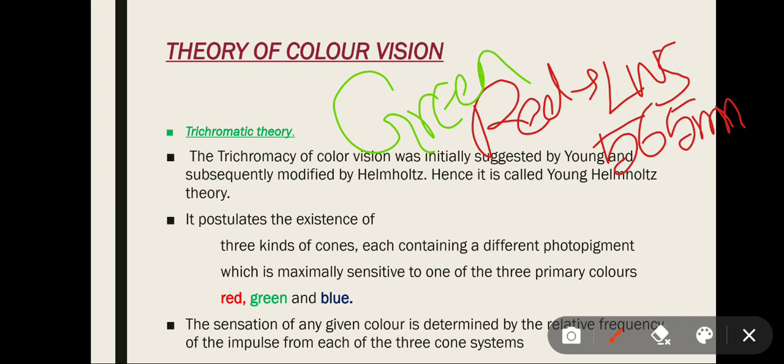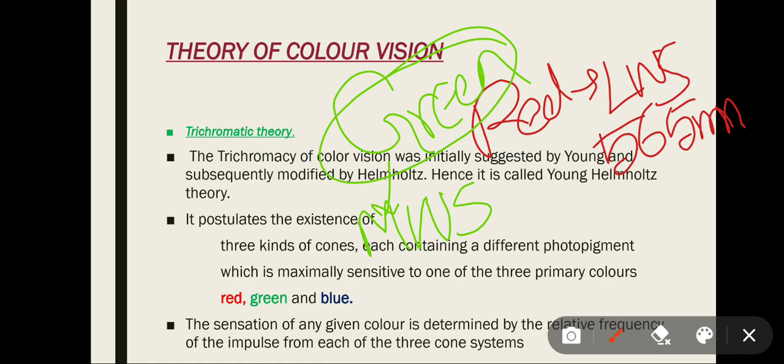Green sensitive cone pigment is MWS, or medium wavelength sensitive cone pigment, sometimes called chlorolabe in some books. It absorbs maximally in the green portion at the peak of 535 nanometers.